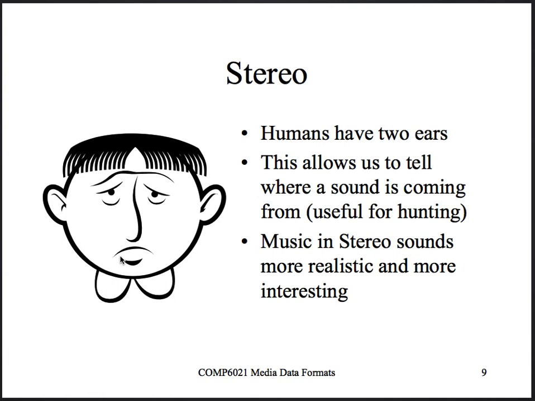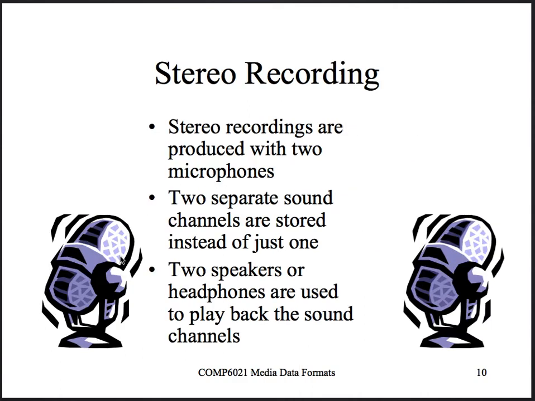Music in stereo sounds more realistic. I know, what's realistic when it comes to music? But it certainly sounds more interesting to have something in stereo than in mono. So for stereo recordings, you have two microphones, or a microphone unit with two microphones built in, typically a distance apart. So you have two separate sound channels instead of one. Then you have two speakers, or two speakers in your ears for headphones, and you get a different sound delivered to each ear.